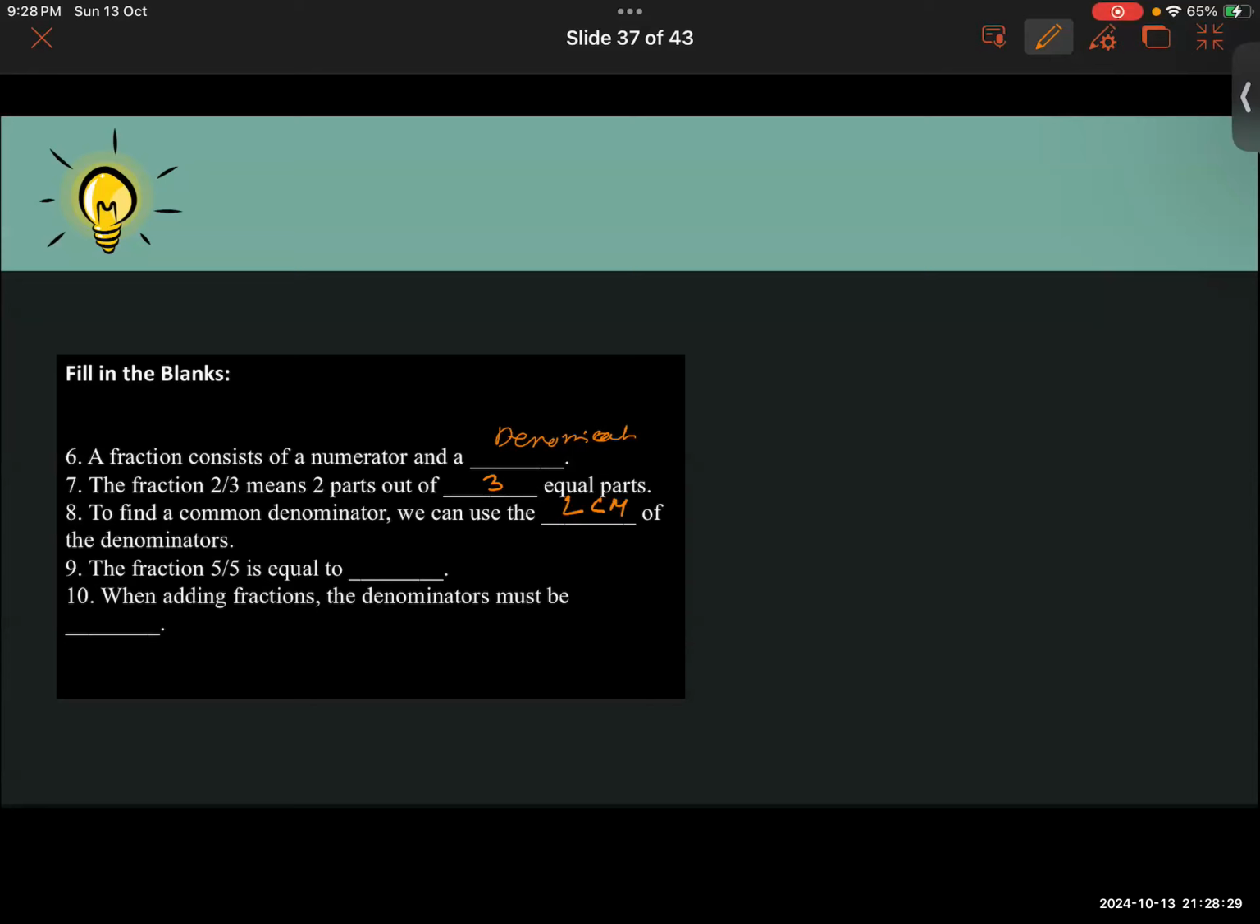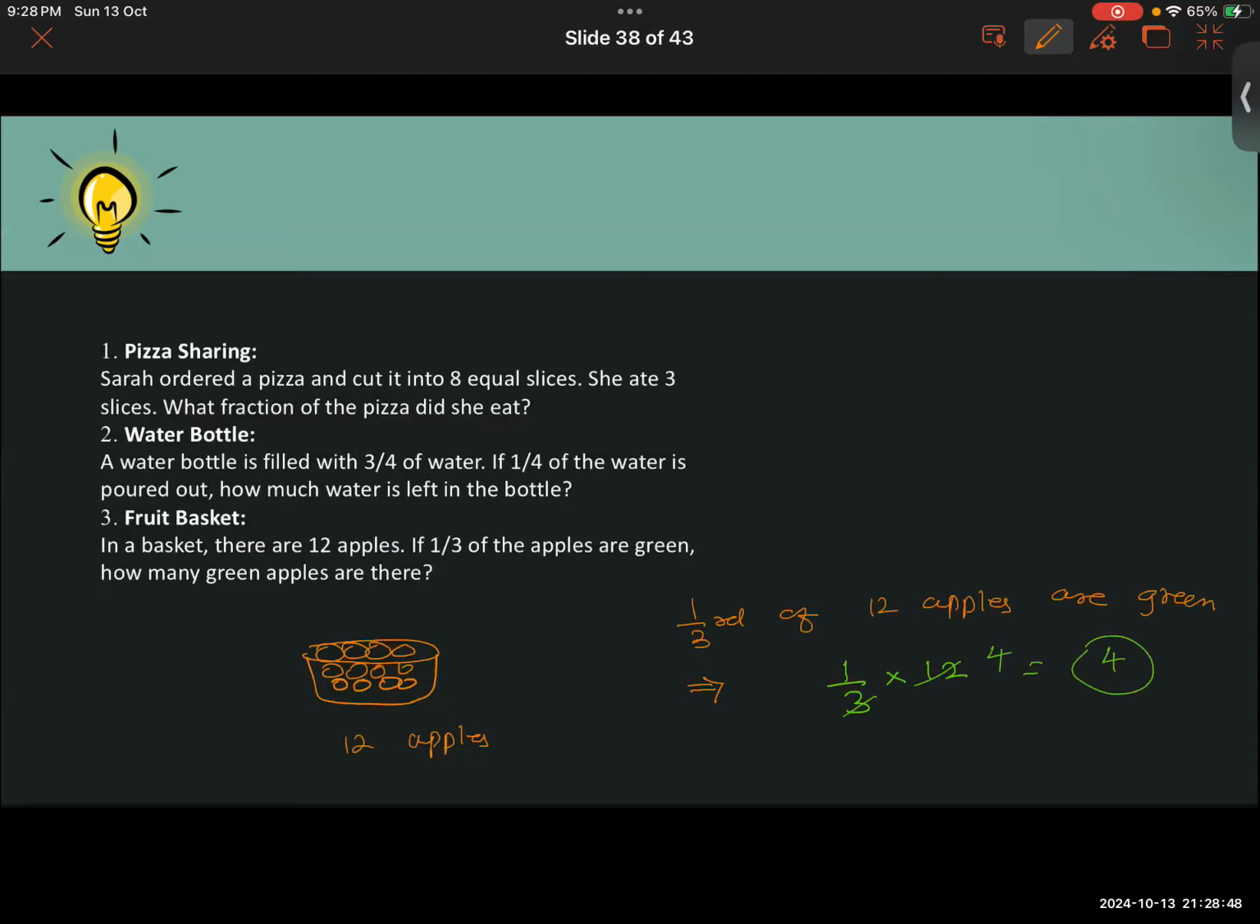The fraction 5 upon 5 is equal to 1. Good. And when adding fractions, the denominators must be same or equal. Good.